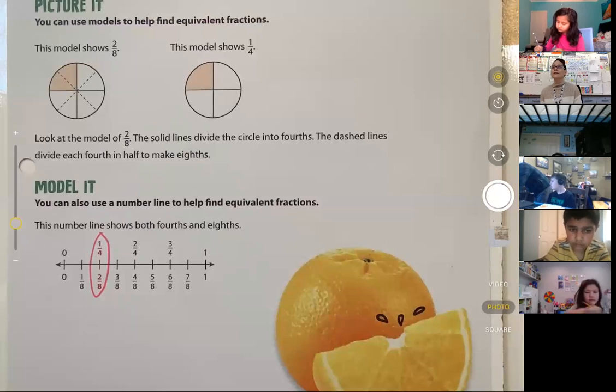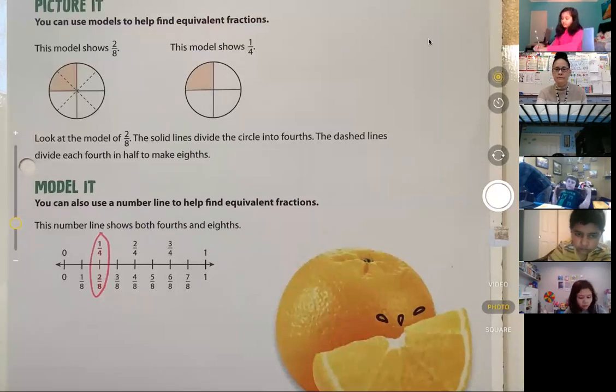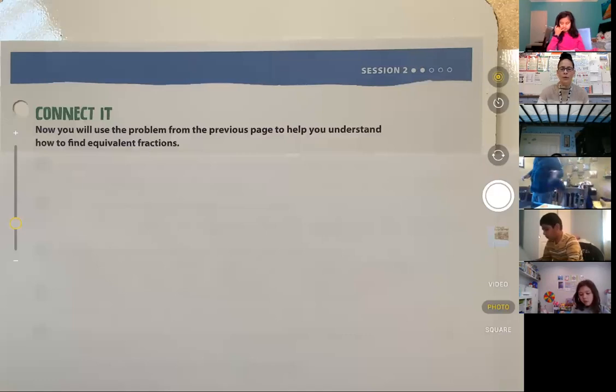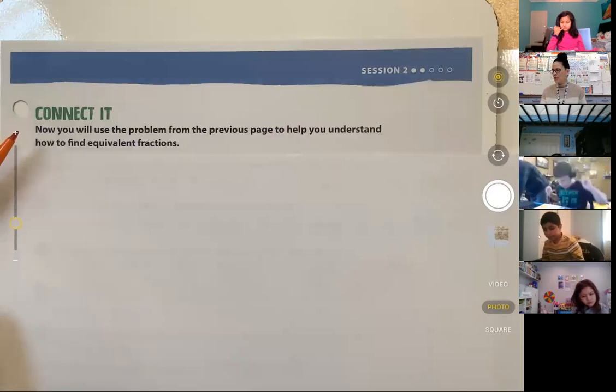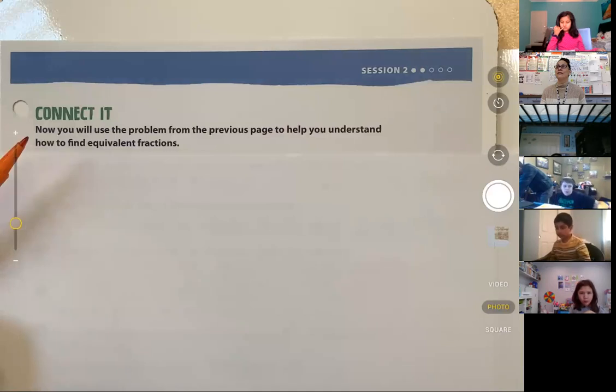Again, I'm going to give you just a minute to kind of catch up on your notes here. All right, friends, on 501 up at the top, it says, now you will use the problem from the previous page to help you understand how to find equivalent fractions. Again, equivalent fractions. We have a number of questions here.